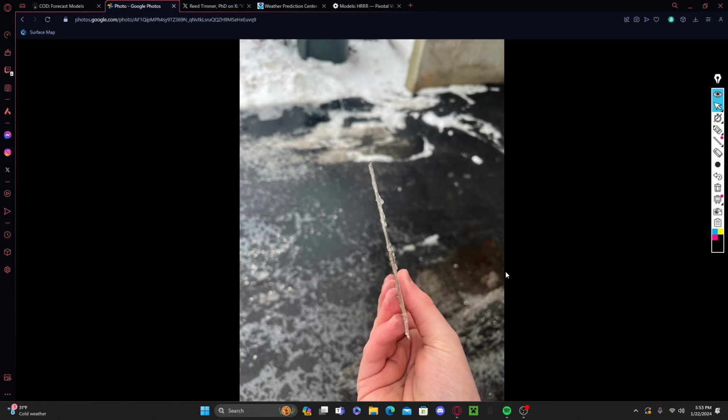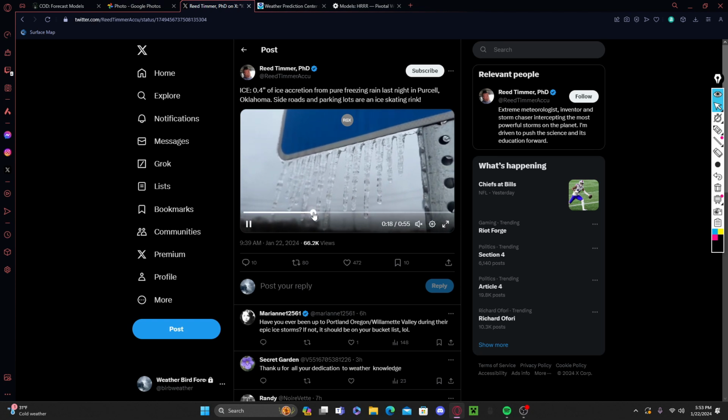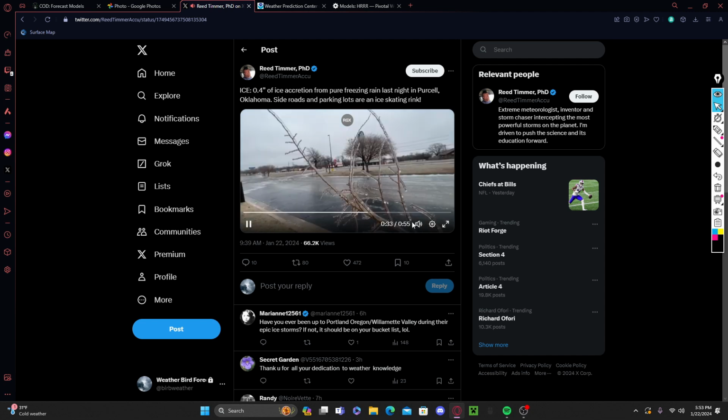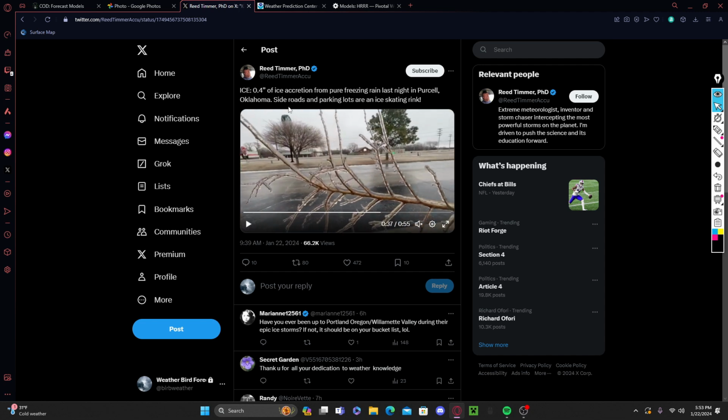So it's kind of interesting to see how such a small amount of freezing rain can actually form ice like this. And again, that's severe, especially on a roadway. Over in Oklahoma, Reed Timmer's also been out storm chasing like he does, and this time for snow. I'll turn off the sound here, but you can see on this tree, upwards of half an inch, he said here. That's a lot of ice.